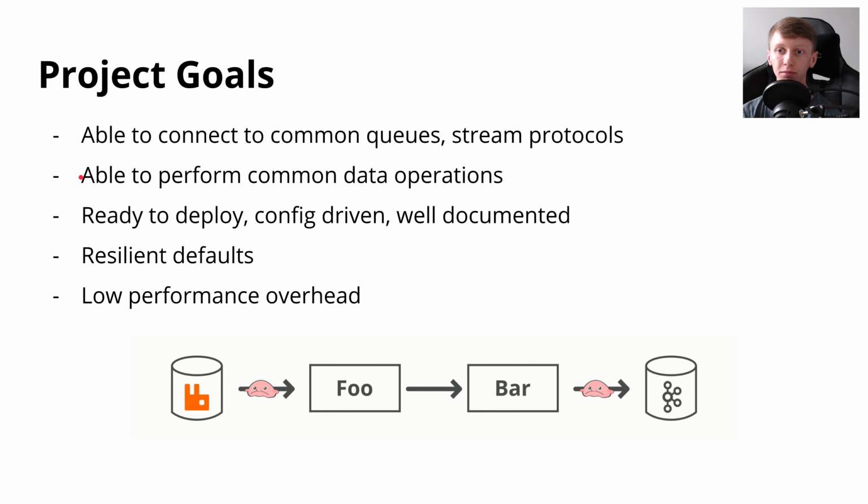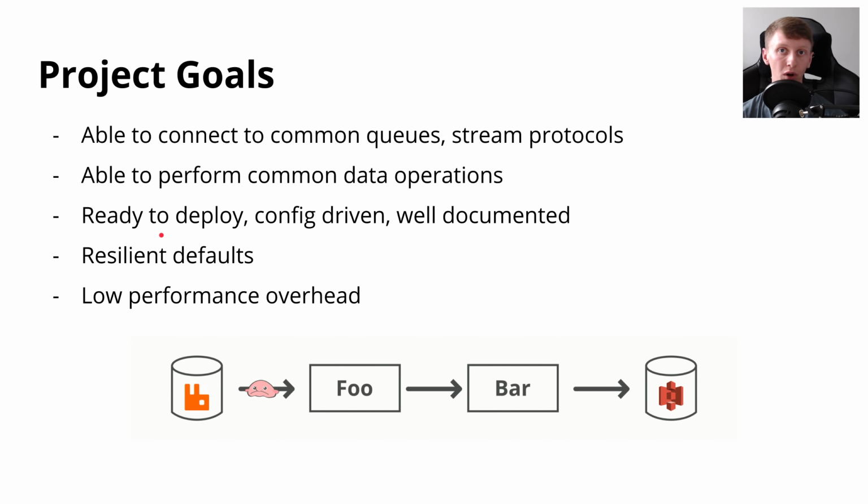Now, obviously, the main requirement here is that it's got to connect to all the same queues and stream protocols we use right now, anything we might use in the future. It's got to be able to do all those same common data operations I just listed. And the candidates here are anything that's common in stream pipelines, trivial to describe. So it doesn't necessarily need to be trivial to implement, but trivial to express the behavior, and volatile, so stuff that changes quite often.